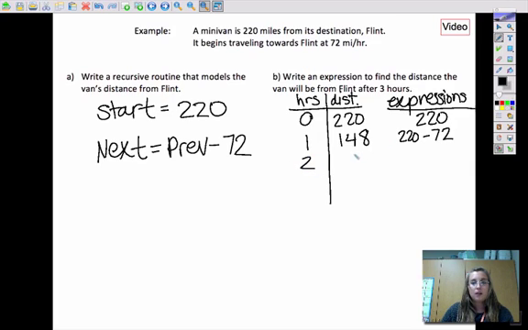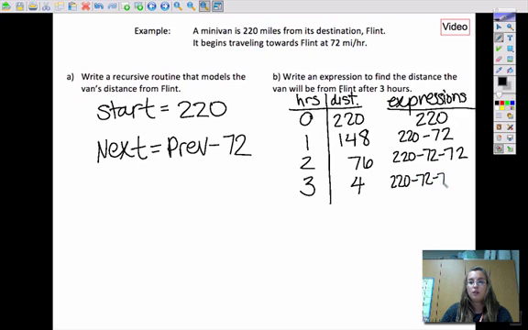After 2 hours, I'm going to be at 76 miles away, right? So 148 minus 72 was 76. And if I just keep everything the same, it's actually our distance subtracted 72 twice, okay, because we've traveled 2 hours, so we subtracted 72 and subtracted another 72. And then in the third hour, we're going to be at 4 miles away because we've taken 220 and we've subtracted 72 3 times. Okay, that's how a recursive routine works.